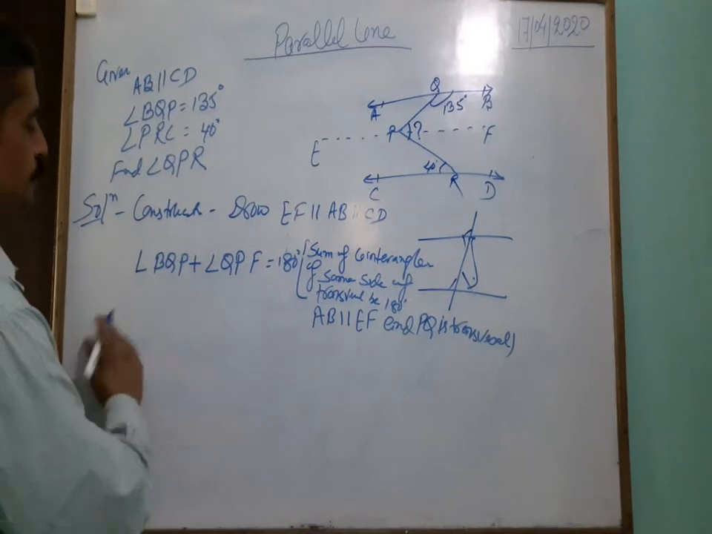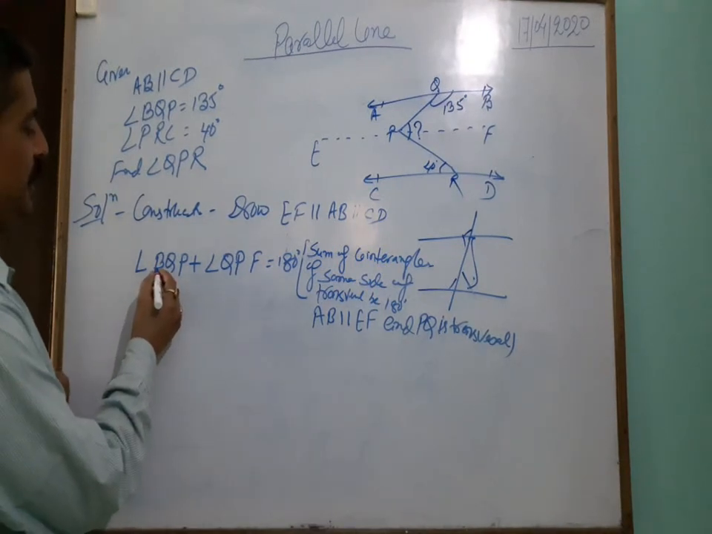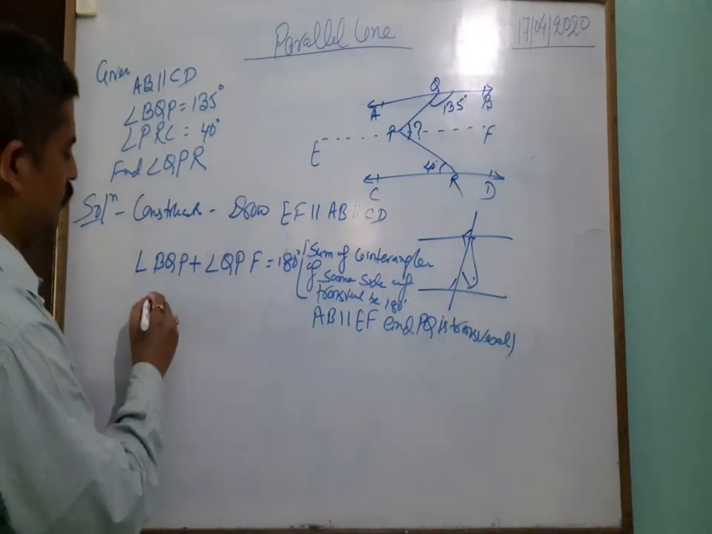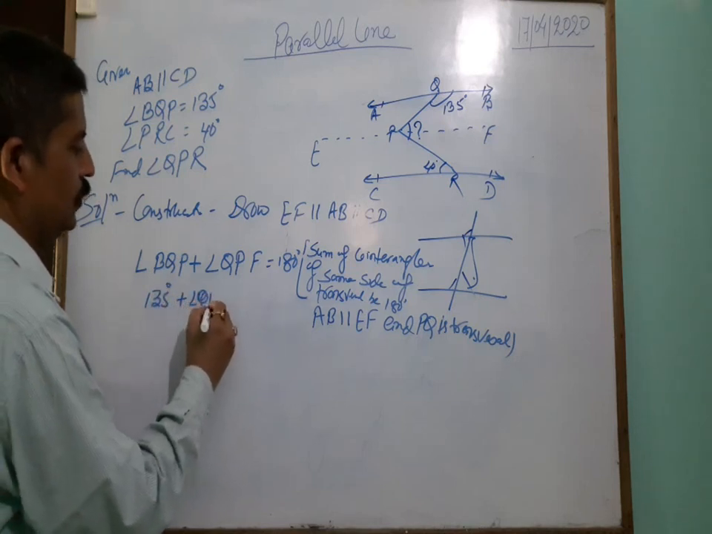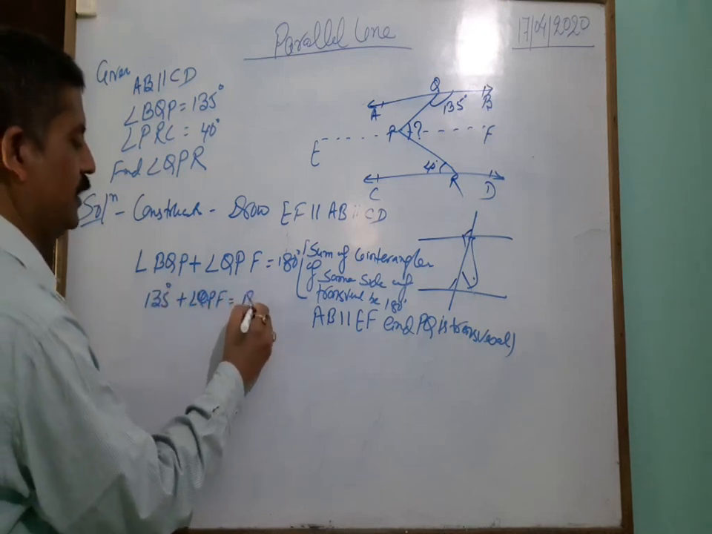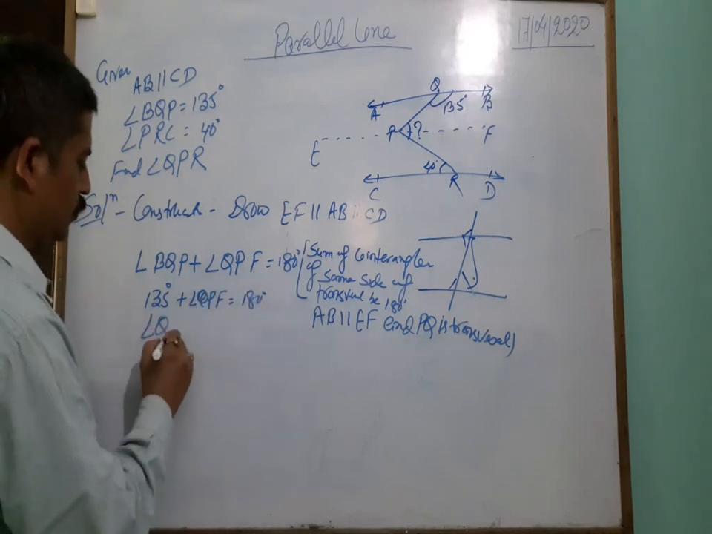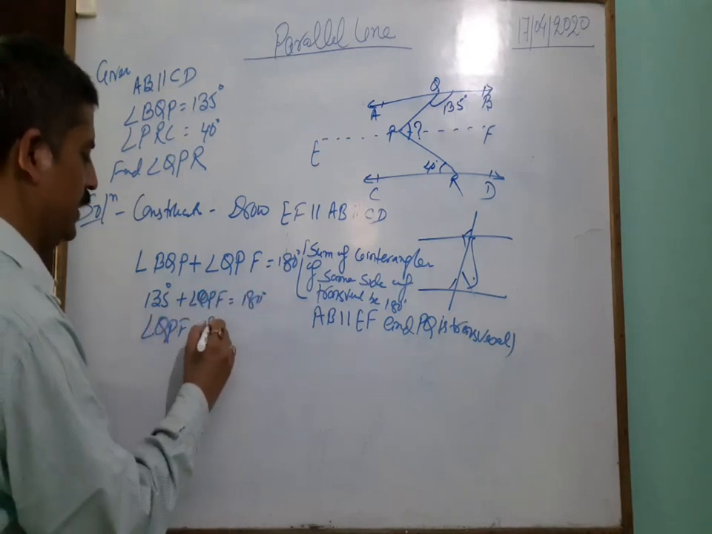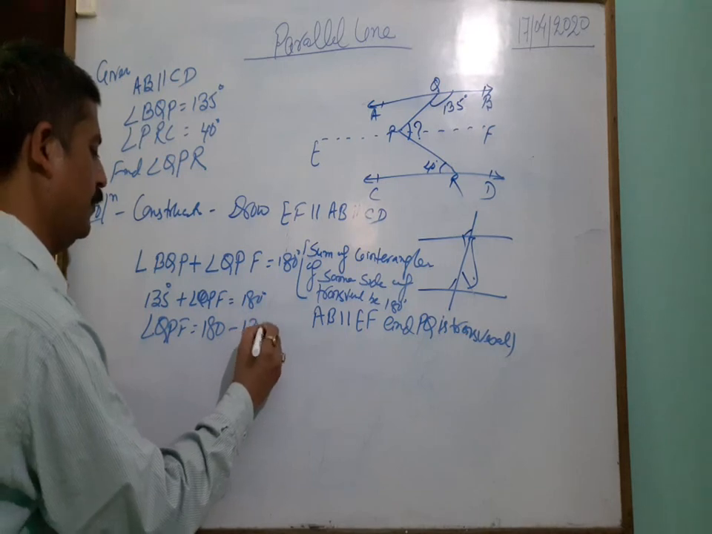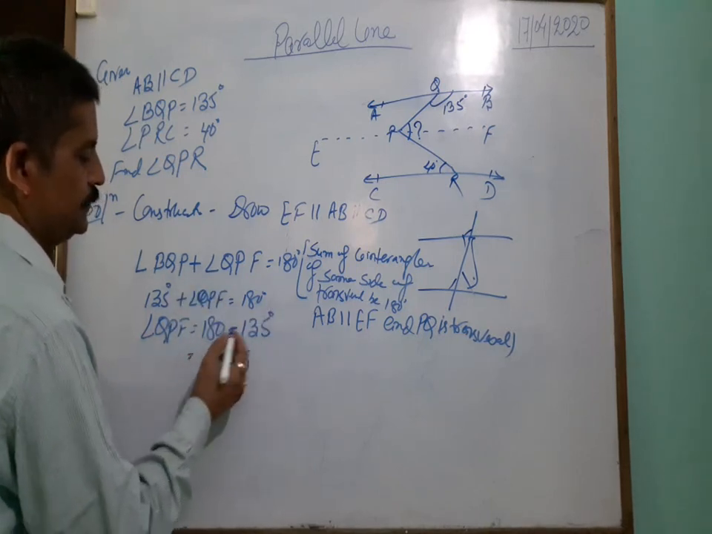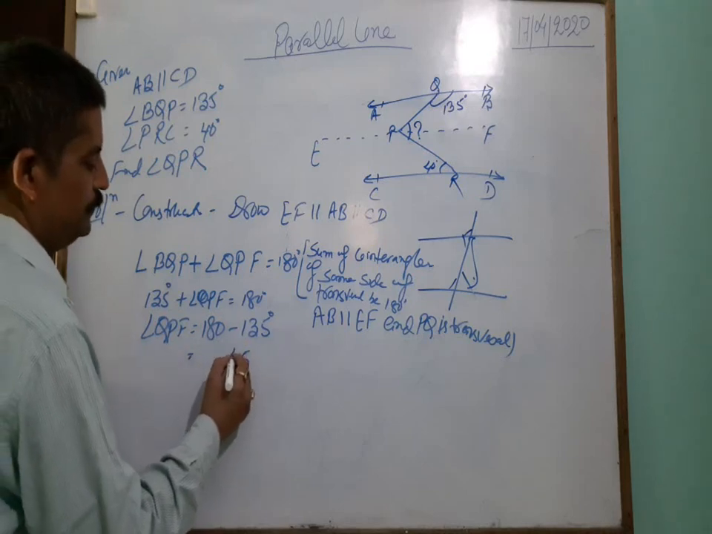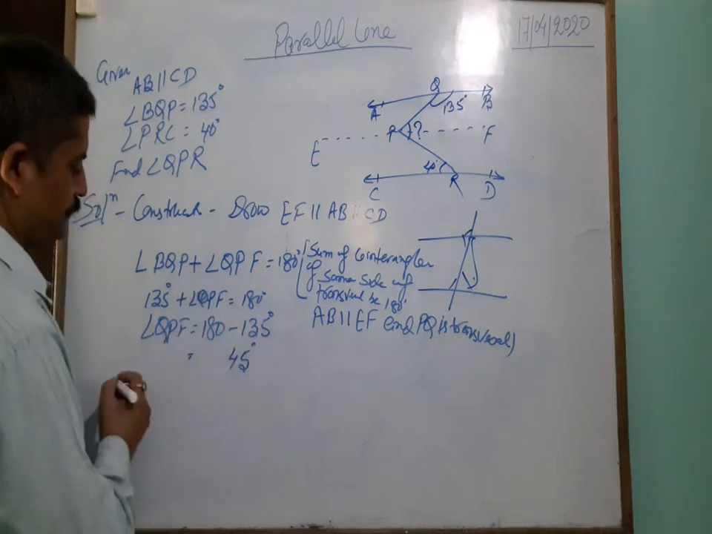So angle BQP is equal to 135 degrees, plus angle QPF equals 180 degrees. So angle QPF equals 180 degrees minus 135 degrees. What do we get? 45 degrees. So angle QPF is 45 degrees.